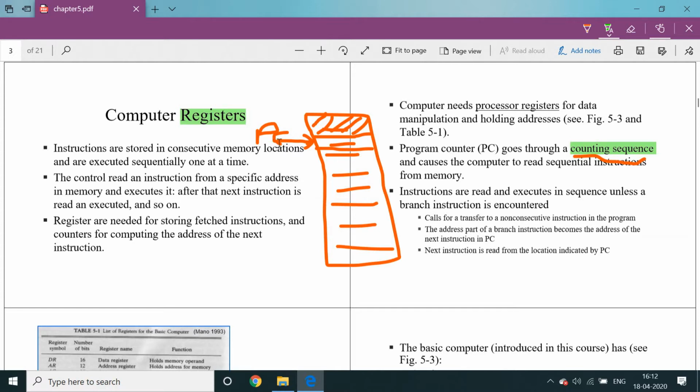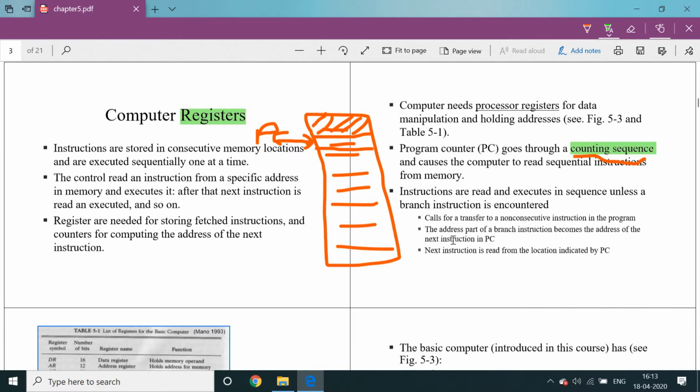It is also called as it points to the address of the next instruction. While it is processing, it is automatically incremented by 1. Instructions are read and executed in sequence unless a branch instruction is encountered, which calls for a transfer to a non-consecutive instruction in the program. The address part of a branch instruction becomes the address of the next instruction in the PC. The next instruction is read from the location indicated by the PC.